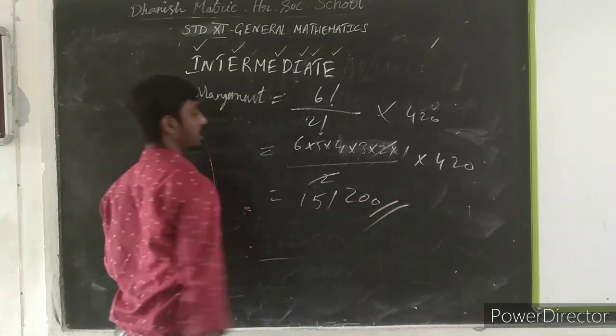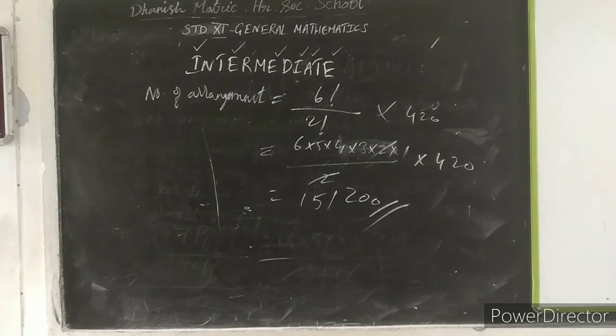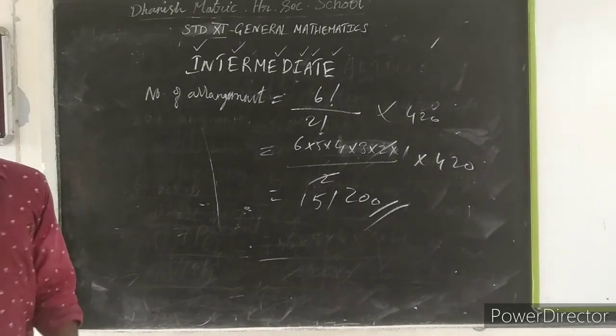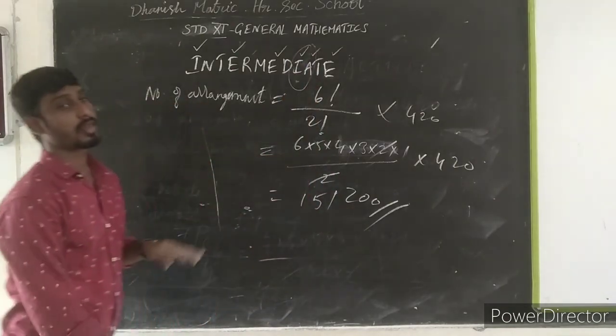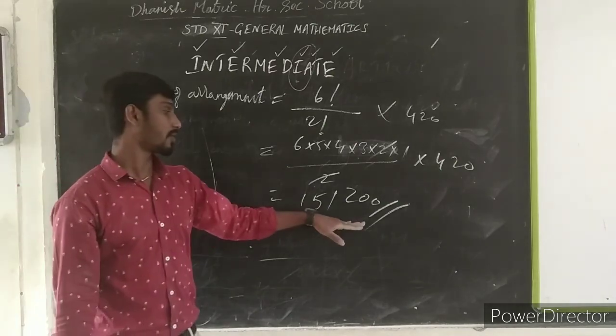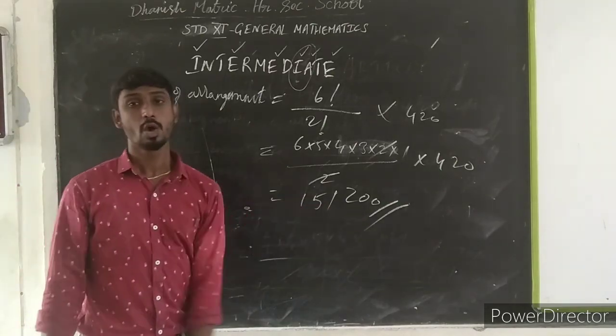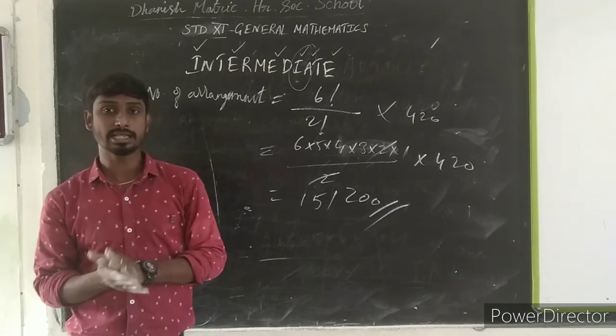1,51,200. So what is the answer? We get this value. What is being asked here? No two vowels together is the same, because I and E will be repeated vowels here. That's why the number of ways is 1,51,200. So thank you, children. Remaining sums we will see in the next class.